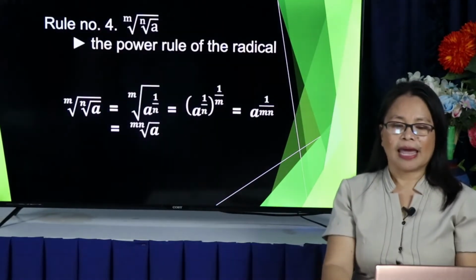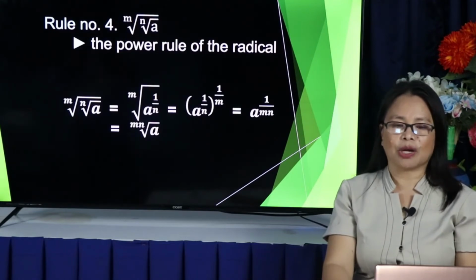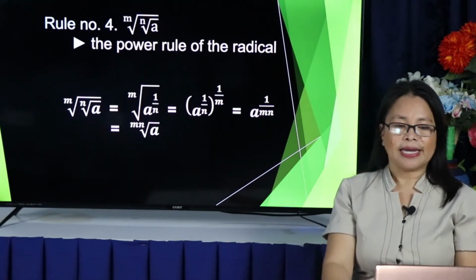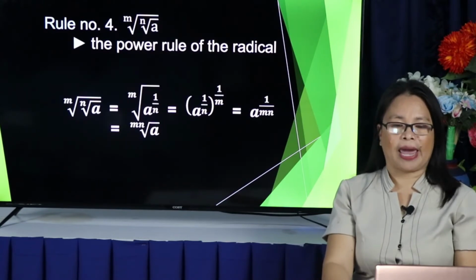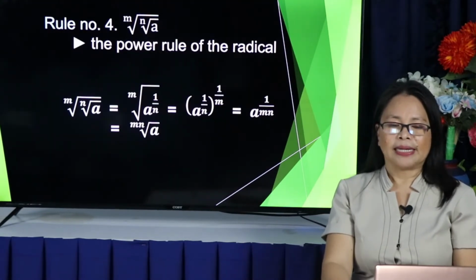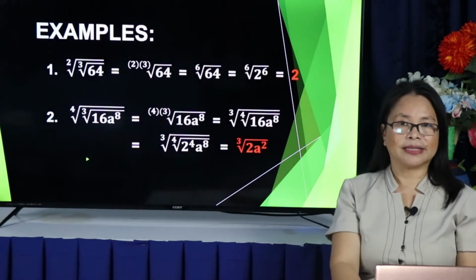Rule number 4. The mth root of the nth root of a, which is the power rule of the radical. The mth root of the nth root of a is equal to the mth root of a raised to 1 over n, which is equal to the quantity of a to the power of 1 over n raised to the power of 1 over m, which is equal to a raised to the power of 1 over mn, and equal to the mnth root of a.